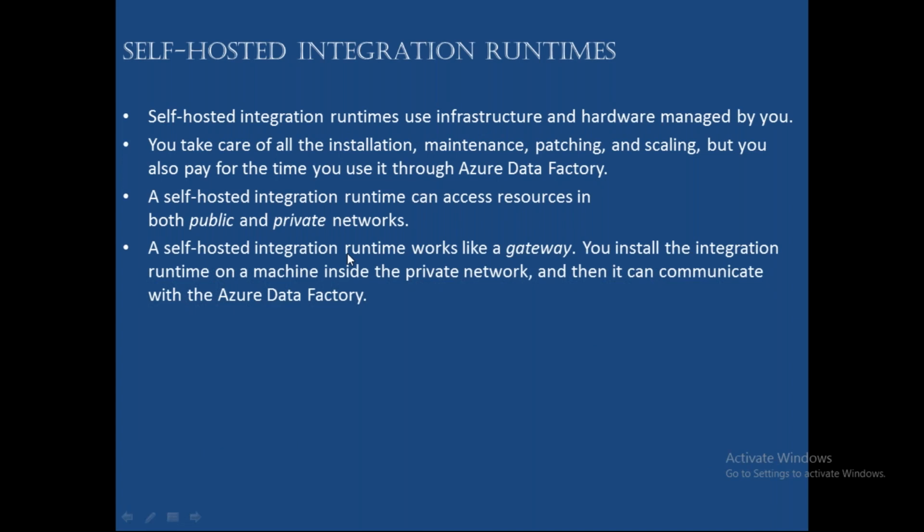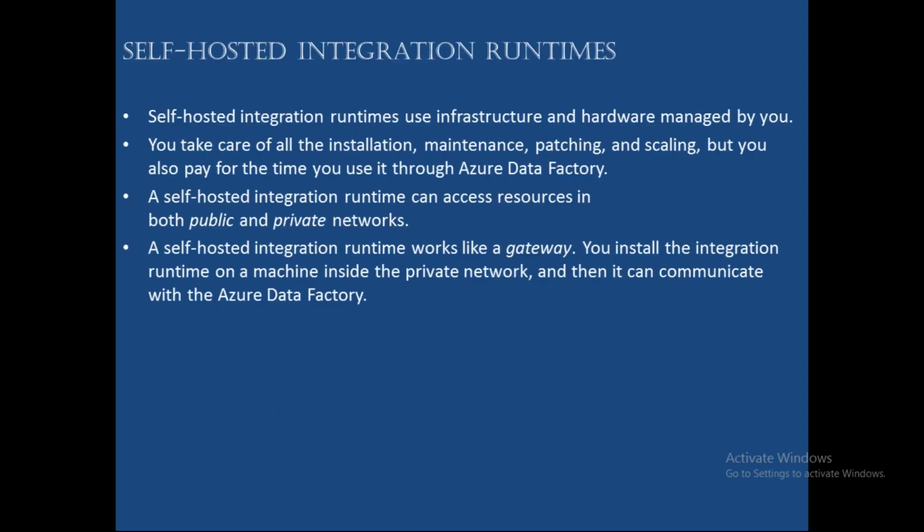Next, self-hosted integration runtime works like a gateway. You install the integration runtime on a machine inside the private network, and then it can communicate with the Azure Data Factory. So how do you connect the self-hosted integration runtime and Azure Data Factory? We have a key in Azure Data Factory. Take that key and register it with your self-hosted integration runtime. If you provide that key, both will connect. We will see these things practically, don't worry. This is all about your self-hosted integration runtime.